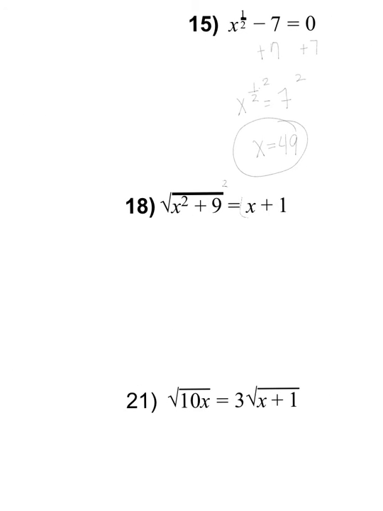Square both sides. Remember to FOIL the right hand side. So we have x squared plus 9 equals x squared plus 2x plus 1. Because there's an x squared on both sides, that's going to cancel. So I'm left with 9 equals 2x plus 1. I subtract 1, which gives me 8 equals 2x. X equals 4, which does work.